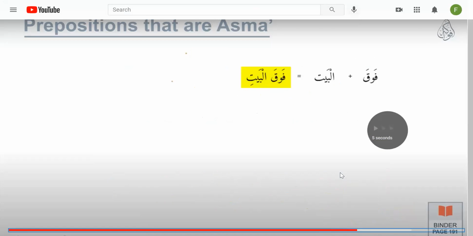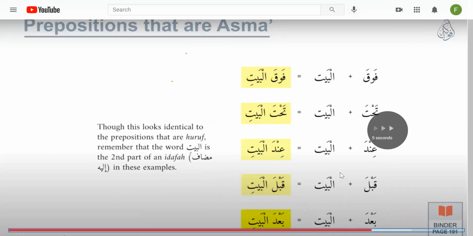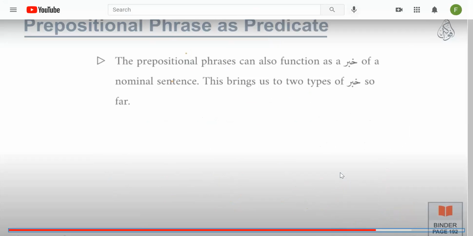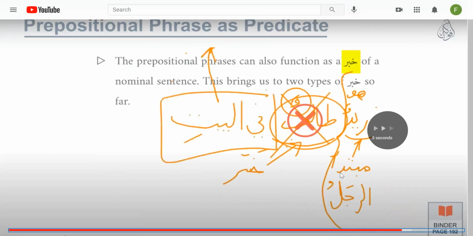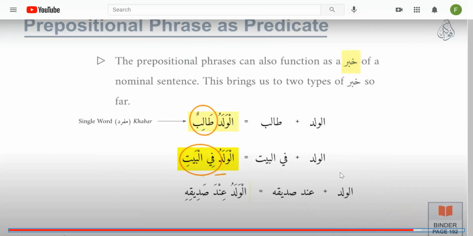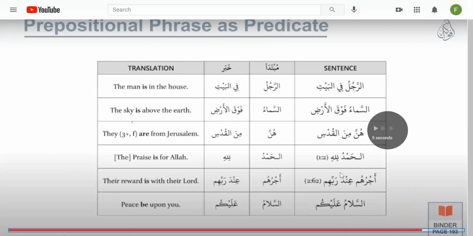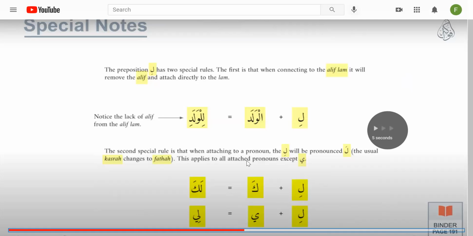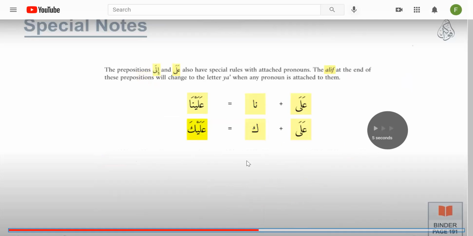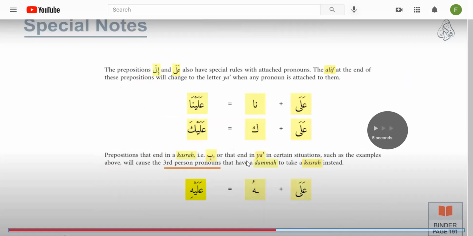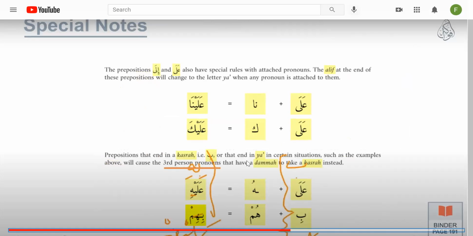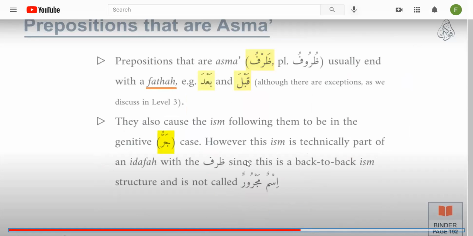Actually, it looks like that is it. Right, we just talked about how they are identical, but you have to know that these are idafa. Well, okay, so that's actually the last concept, but there was another thing that I wanted to mention here. Did we talk about, yeah, we talked about that. Oh, okay, here we go.